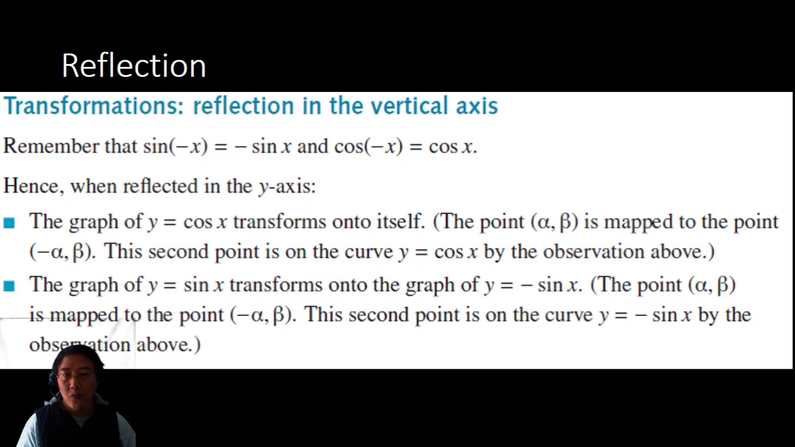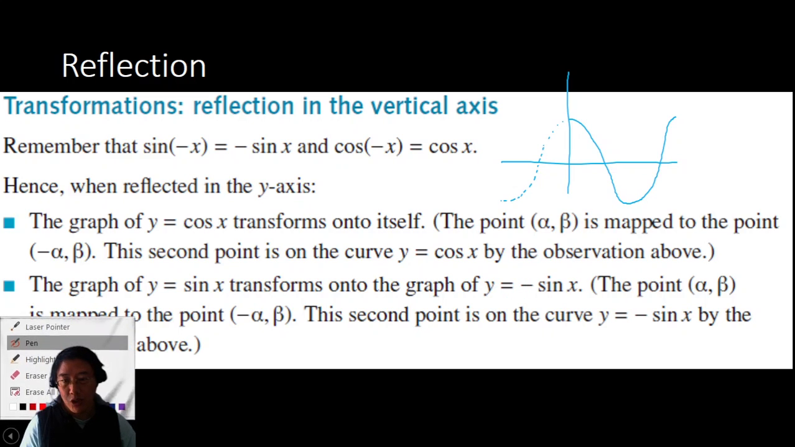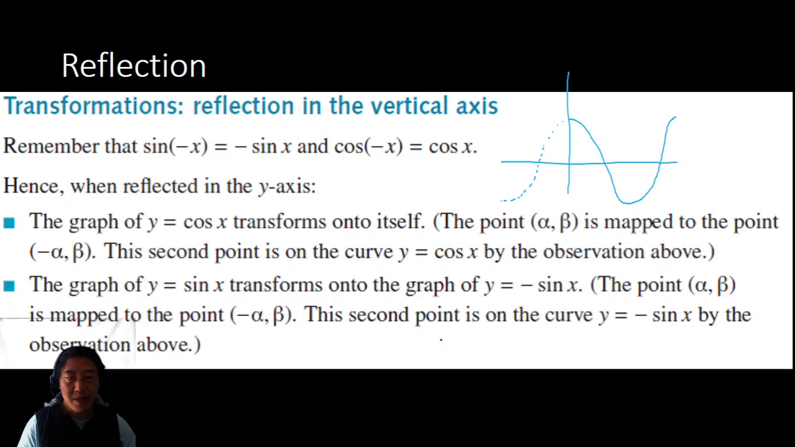So with cos, it looks like this on the right hand side. If I do a reflection, you get exactly the same. Okay, now with y equals sine of x, if you do a reflection, it gets transformed into the negative. So let me show you. So with sine, it starts at 0, it goes up and down like that.